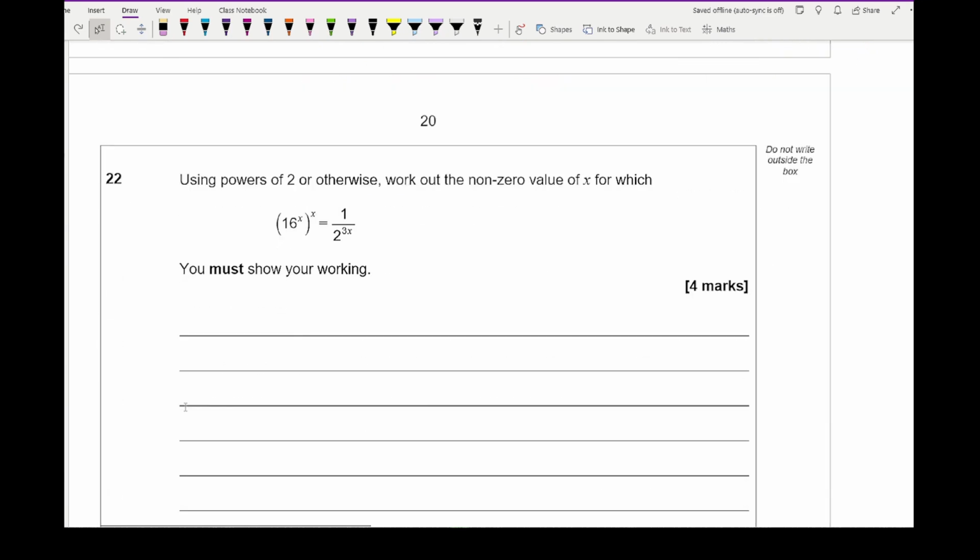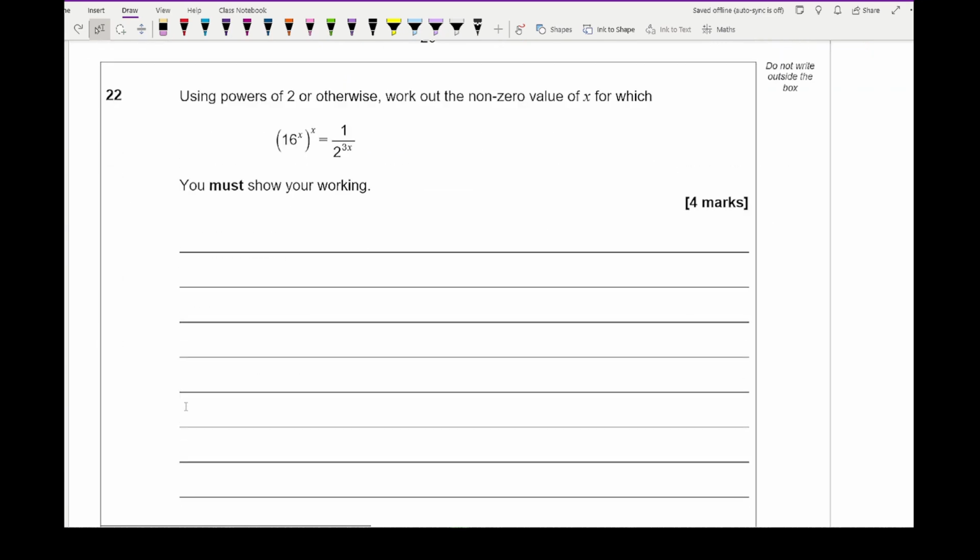Then finally, moving on to our last question, it says using powers of 2 or otherwise work out the non-zero value of x for which 16x to the power of x is equal to 1 over 2 to the power of 3x. So let's have a look at this. Well, looking at the left hand side, simplifying this, when we've got brackets we multiply the powers, so that's going to be 16 to the power of x squared, and that equals 1 over 2 to the power of 3x.